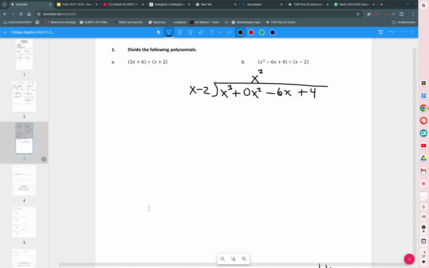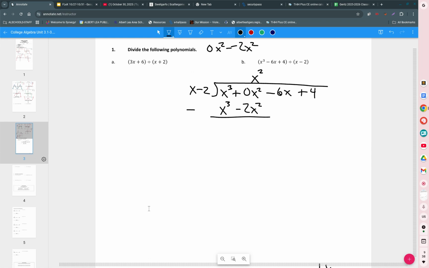I then multiply it through. X squared times x is x cubed. X squared times negative 2 is negative 2x squared. What do I do with those two things? I subtract them. Very careful with your subtraction. This is where you make mistakes. Look, x cubed minus x cubed, that should happen every time. We defined that when we said, what do you multiply x by to get x cubed? We made it so that first part would go away. That's what we did.